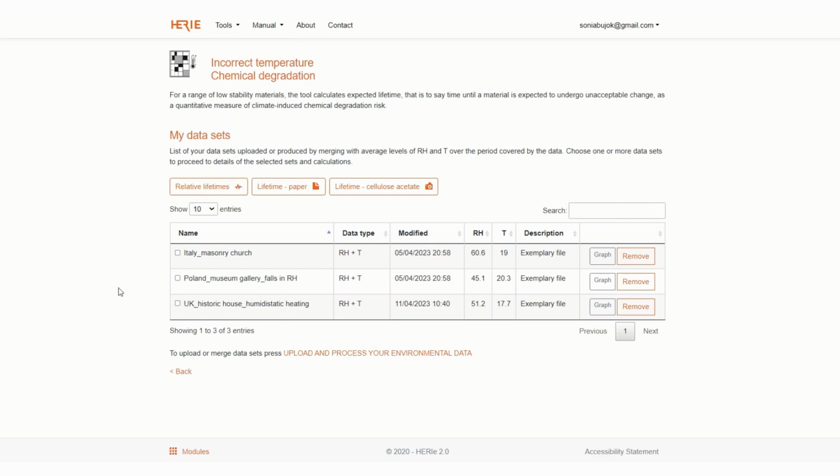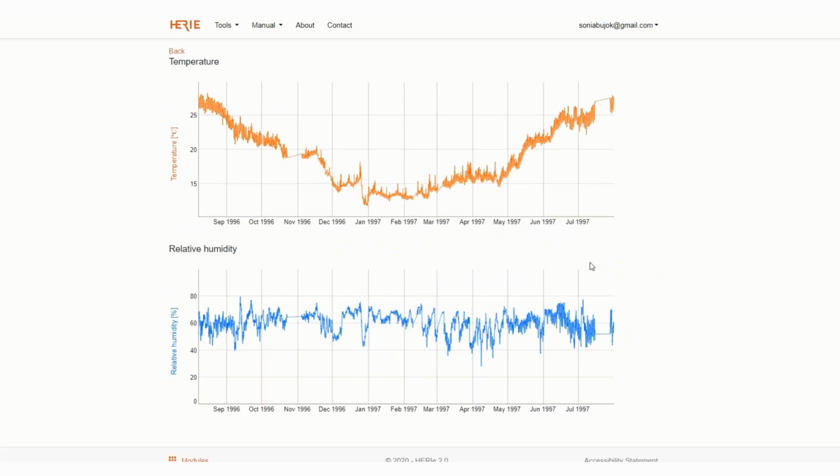Herein I have already uploaded 3 sets of environmental data for a historic building, museum, and a church. In this table you can see the values of relative humidity and temperature averaged for 1 year, but you can also see a full data range depending on the season on the graphs.